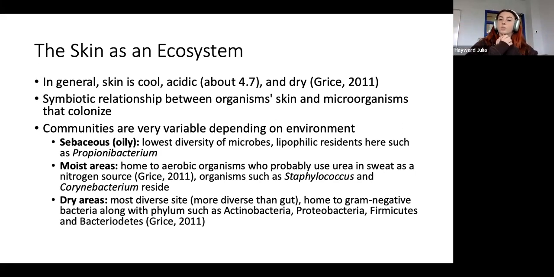But the dry areas are where we'll see most of the gram-negative bacteria, along with phyla such as Actinobacteria, Proteobacteria, Firmicutes, which is Bacillota as well, that phylum, and Bacteroidetes.